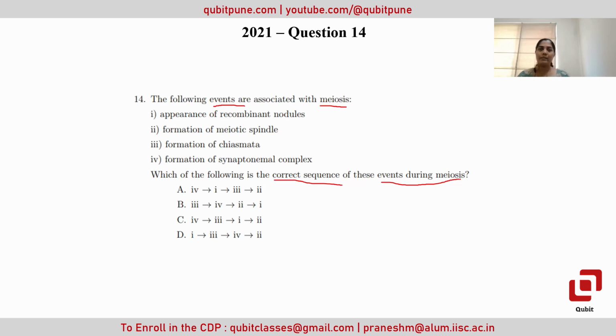So cell division is another favorite chapter for IISER Aptitude, and amongst them meiosis is, because it's much more complex and there are many things we have to remember. This is again one of the parts of interest as far as your exam is concerned. So for meiosis, if you see the options they have given: the appearance of recombination nodules, the formation of meiotic spindle, the formation of chiasmata, and the synaptonemal complex.